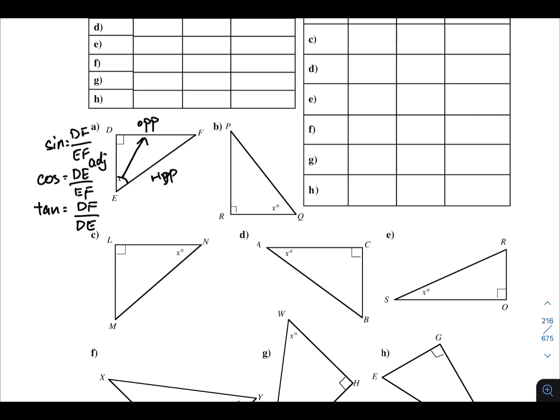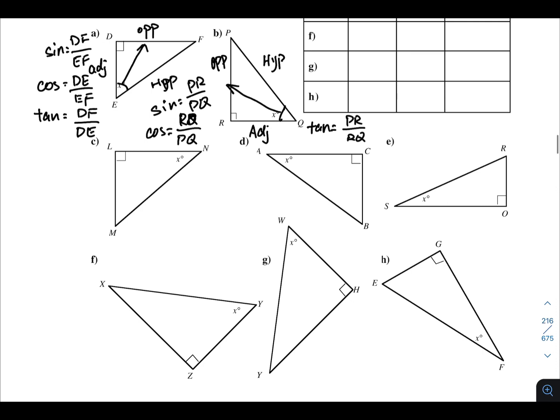And for B, this angle is the x, so the opposite is PR, the longest is the hypotenuse, and the rest is the adjacent side. The sine is PR divided by PQ, so it's opposite divided by hypotenuse, and for cosine it's adjacent RQ divided by hypotenuse PQ, and the tangent is opposite divided by adjacent, so it's PR divided by RQ.